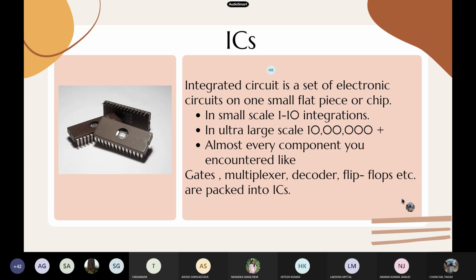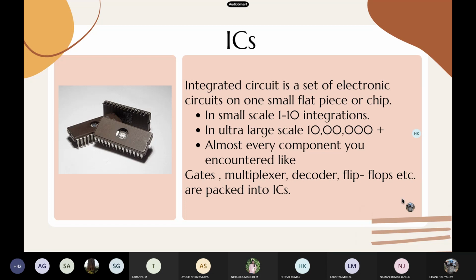In ultra large scale integration, 10 billion plus circuits can be implemented on a single chip. So you can see why these ICs are important. Because every component that we have encountered, like gates, multiplexers, demultiplexers, flip-flops, are packed into ICs.